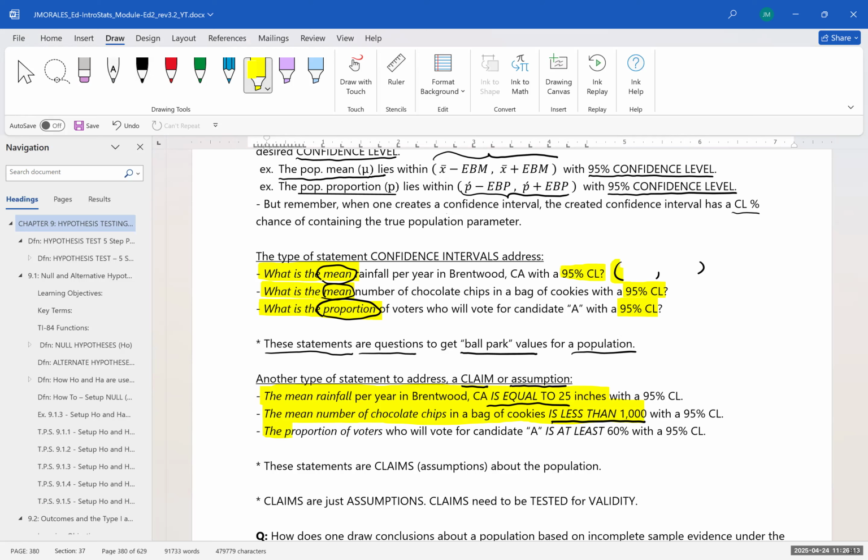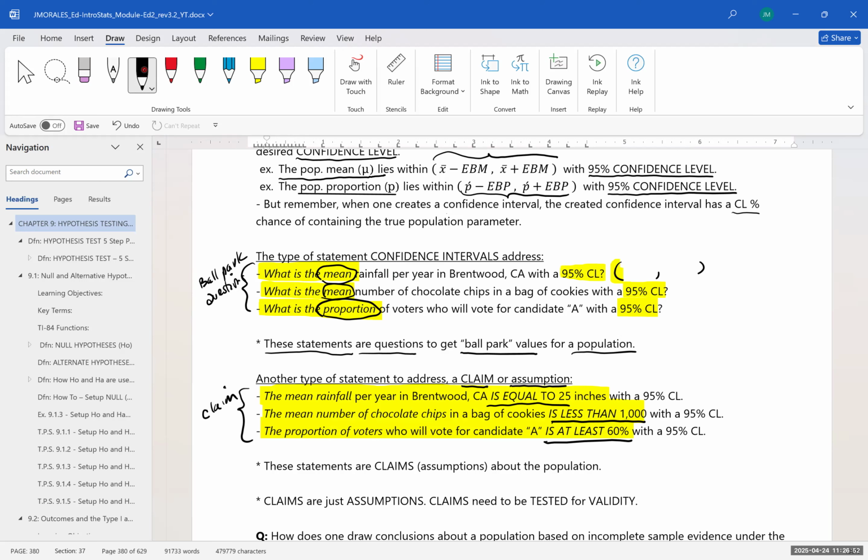Another example is the proportion of voters who will vote for candidate A is less than 60%. Okay, so we're making a claim about what the true population proportion is, that it's going to be less than a certain number. So, hopefully with these examples, you can differentiate between these being a claim and these basically just being ballpark questions.